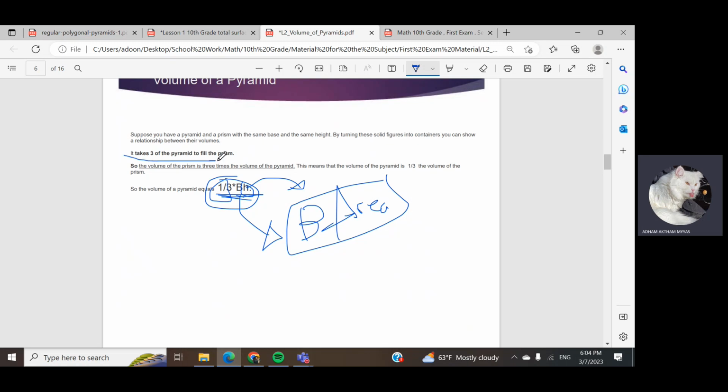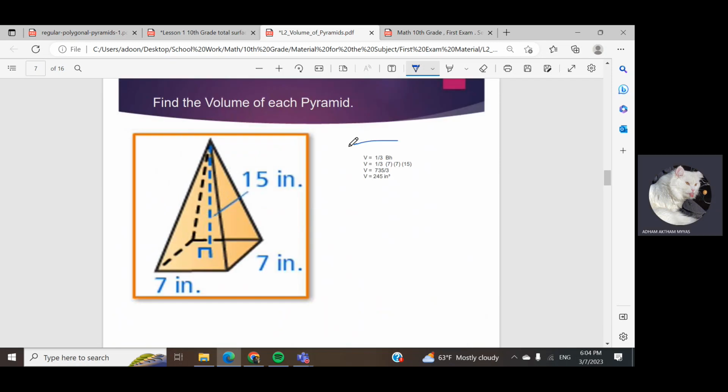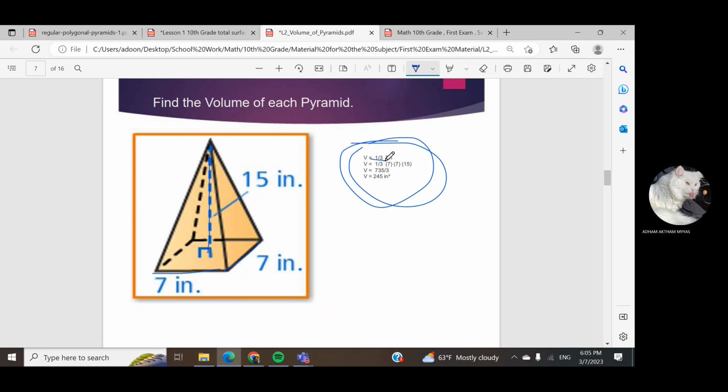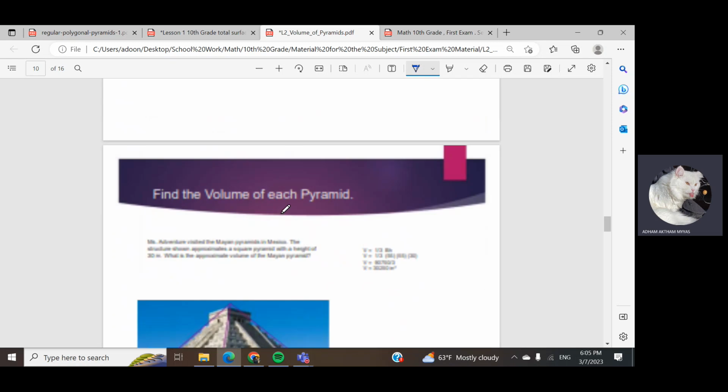So it takes three of the pyramids to fill the prism. Here we can see from this example that this is a square because it's 7 by 7. The height here is 15 inches. So directly from the formula, I can get the volume, 1/3 base area multiplied with the height. Base area here is 7 squared because 7 multiplied by 7. And the height is 15, times 1/3, and we can get the volume of the pyramid. So the next questions, we can solve them in the same way.